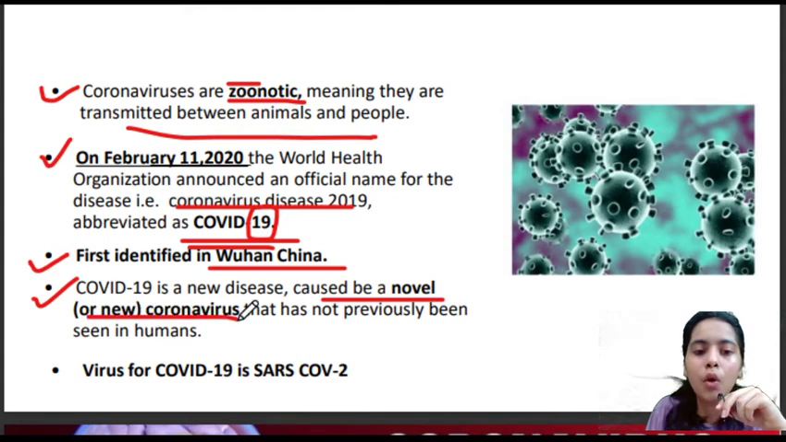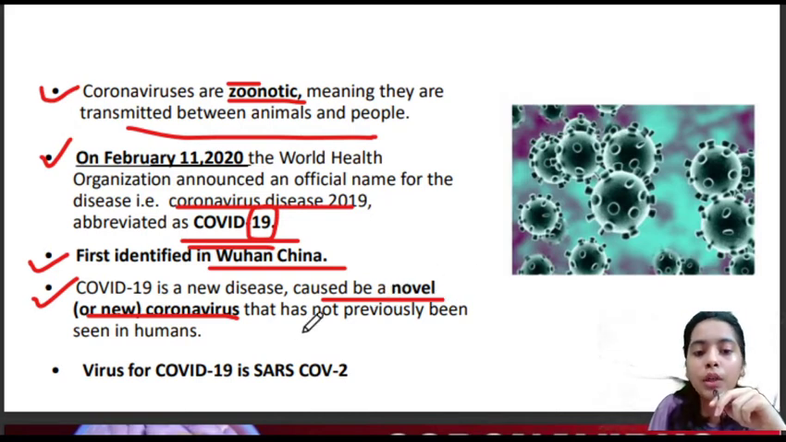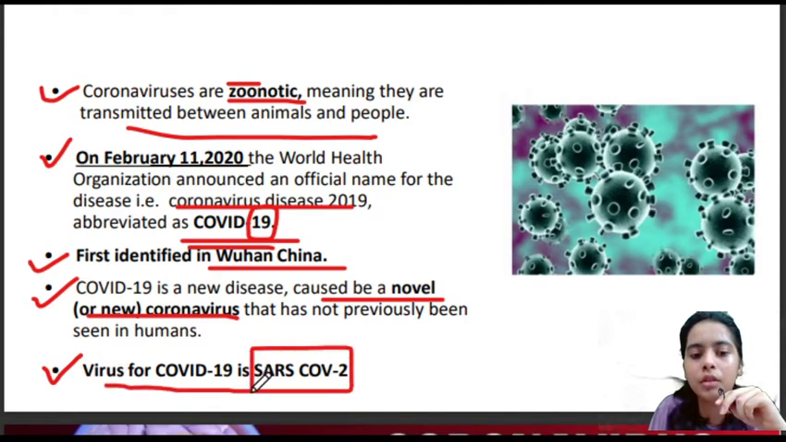Next, COVID-19 is a new disease caused by a novel, or new, coronavirus. Whenever we call our relatives to ask about the news of the coronavirus, they say they are suffering from the novel coronavirus. Why do they add the word novel? Novel literally means new, because this coronavirus had not been found earlier in the human body, so it is termed novel because it is very new to our scientists. Therefore they add novel coronavirus. And last but not least, the virus for COVID-19 is SARS-CoV-2. This is the basic name of this virus. I hope I am making sense.